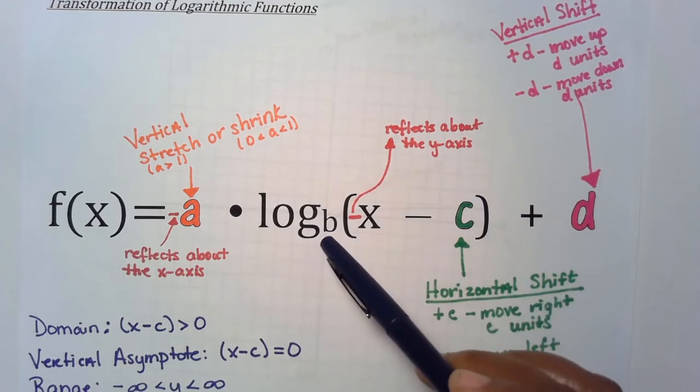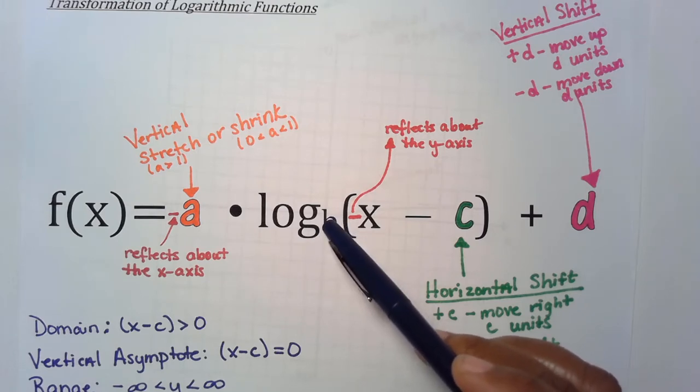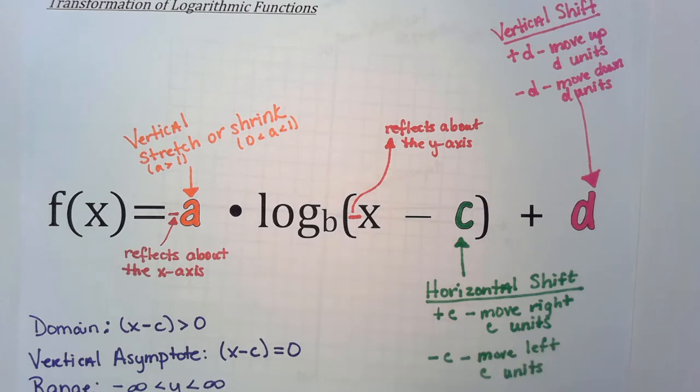Your base b will never ever be negative as we look at logarithms. Your base needs to be positive. If we ever have that, you cannot graph it. We can't do anything to that. So that's the information on logarithmic functions.